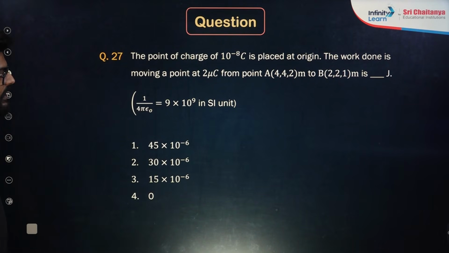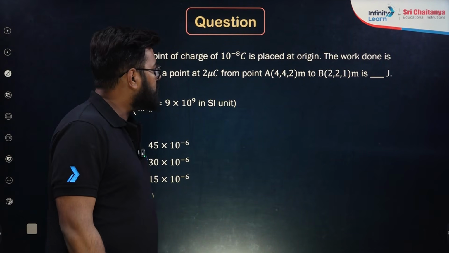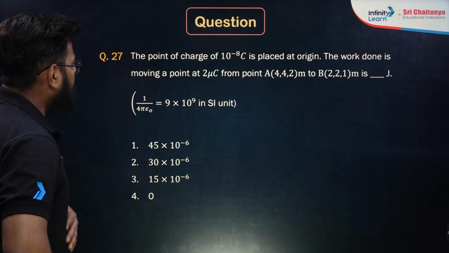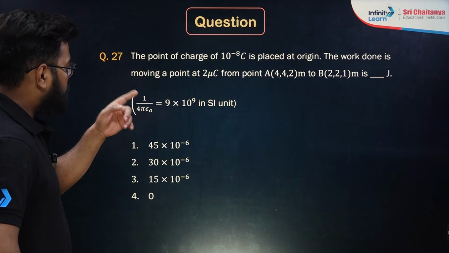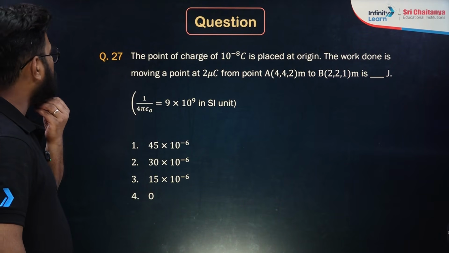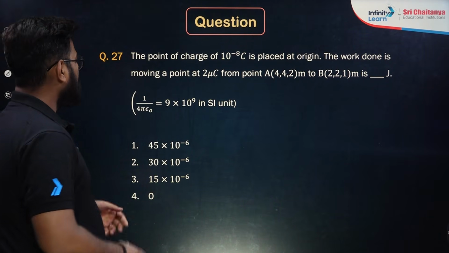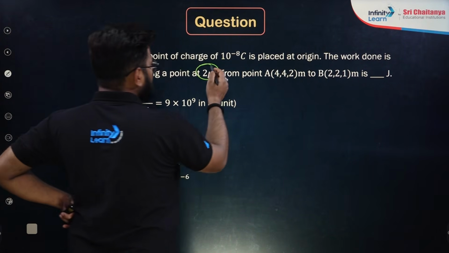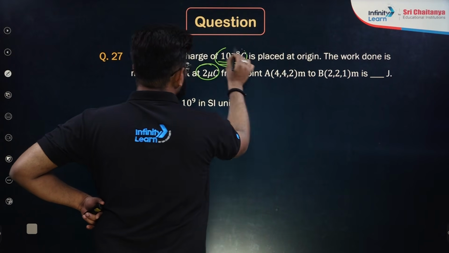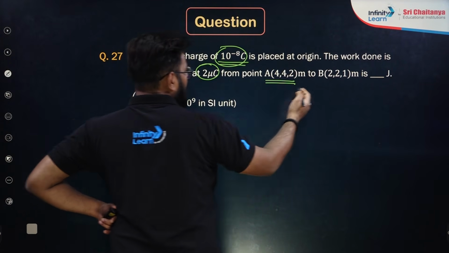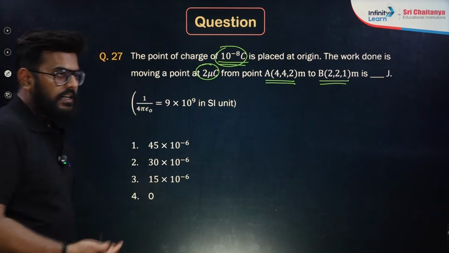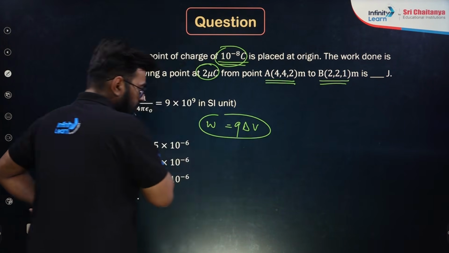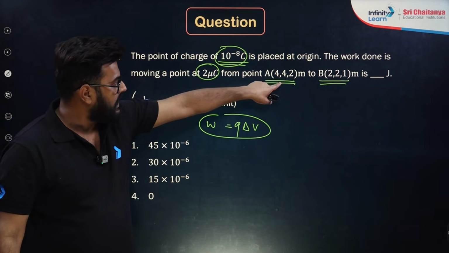Now the point charge of 10 into minus 8 coulomb is placed at origin. The work done in moving a point charge of 2 microcoulomb from point A, 4,4,2 to 2,2,1. What is going to be the work done in moving a point charge? This is a point charge of 2 microcoulomb. So simple, just try to find out the potential due to this charge at this point, then at this point, and whatever is the difference, Q into delta V, that will give you the value of work done. Simple problem.